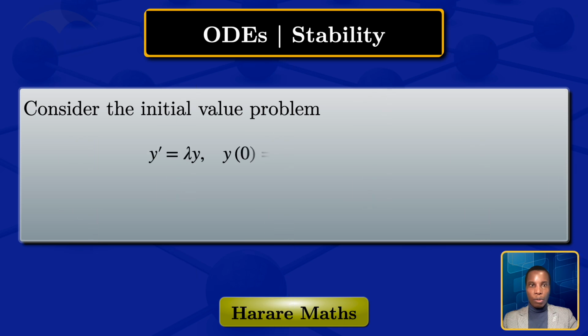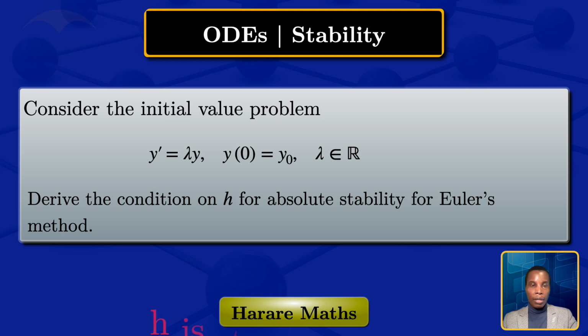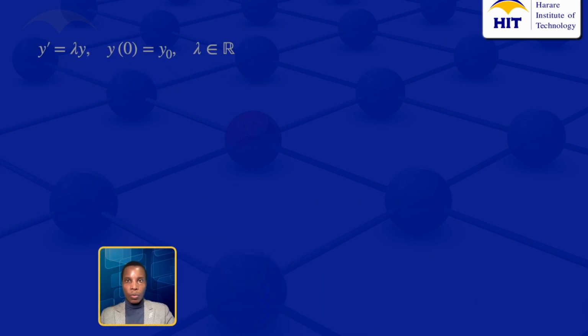Consider the initial value problem y prime equals lambda y, subject to the initial condition y at t equals 0 is equal to y naught, where lambda is a real number. I'm going to derive the condition on h, where h is the step size, for the absolute stability of Euler's method. So we are given that first order ODE.